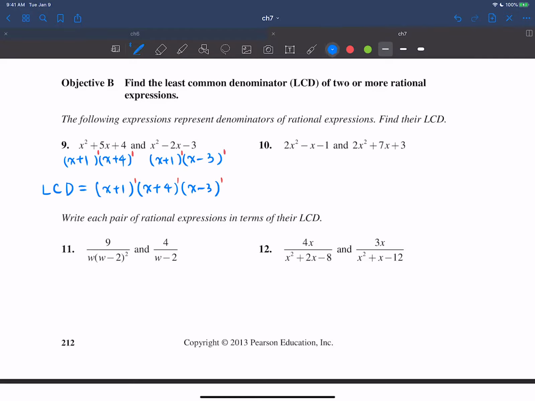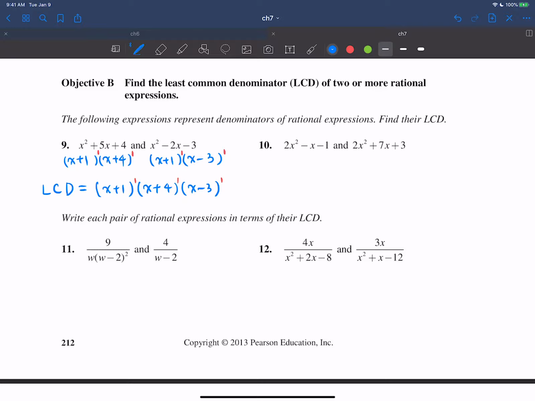Number 11. Write each pair of rational expressions in terms of their LCD. So this is asking you to do two things. The first is identify the LCD, and the second thing is convert the original rational expression into the corresponding rational expression that has the LCD as the new denominator.